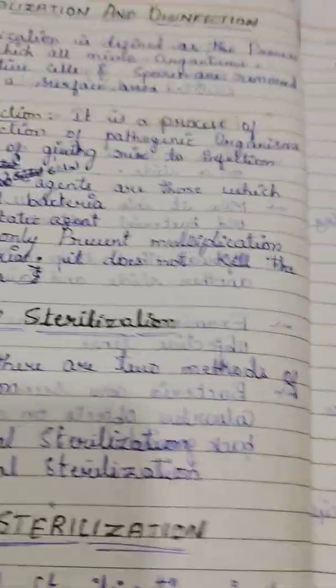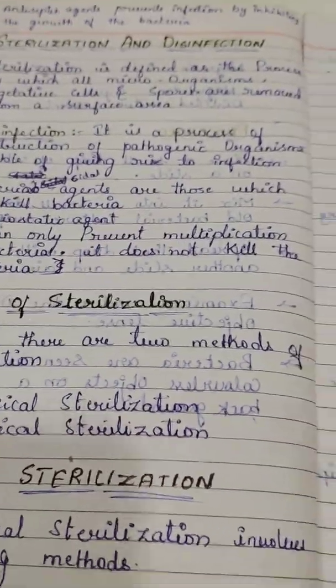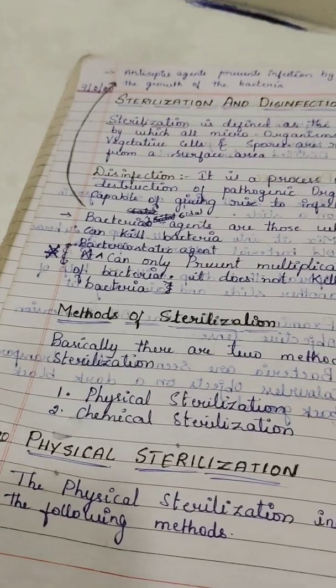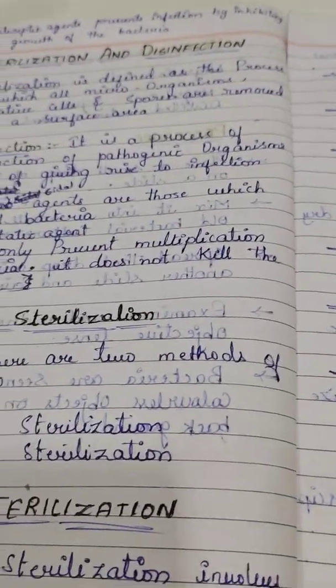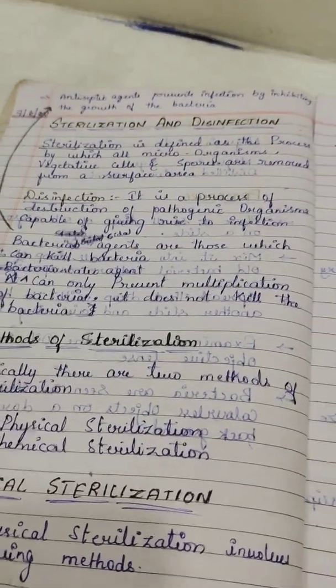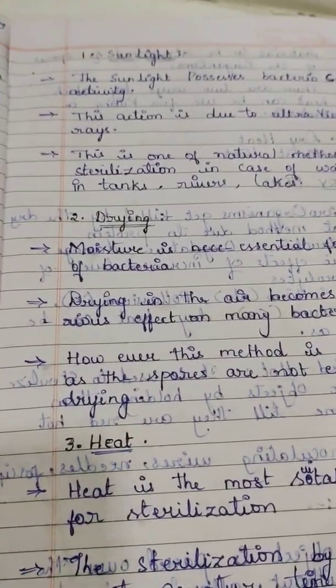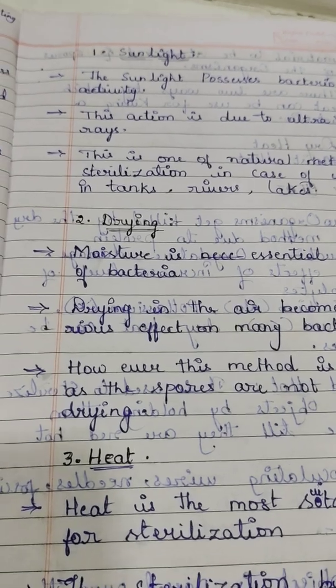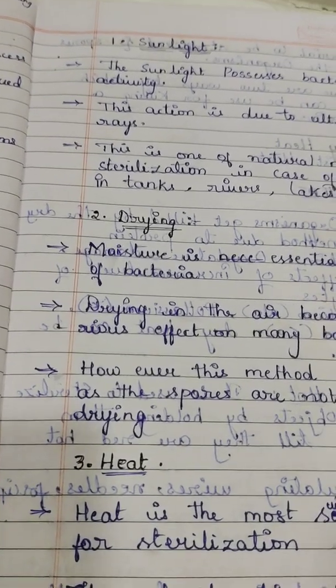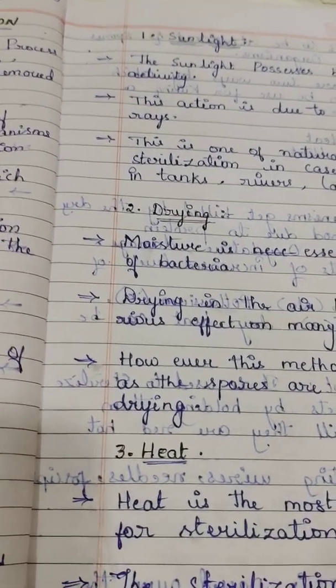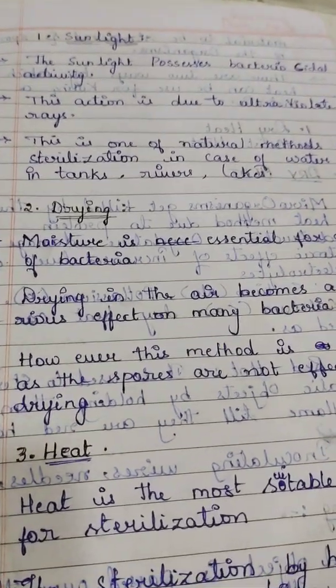So as we know, sterilization is further classified into two types, that is physical sterilization and chemical sterilization. First we go through the physical sterilization. The physical sterilization involves sunlight, drying, and heat. Heat is again divided into two types: moist heat and dry heat.